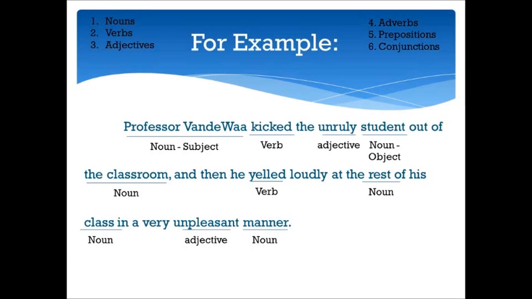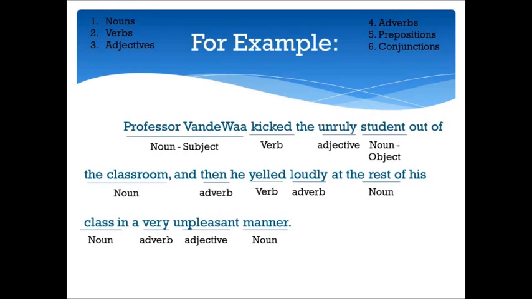Next, we'll find our adverbs. There's a couple of those as well. We have then and loudly. Both tell us more about yelled, so they tell us when he yelled and how he yelled. And then we also have very, which modifies the adjective unpleasant. It's a very unpleasant manner. It's not a very manner, right? That doesn't make much sense. It's a very unpleasant manner. So the adverb there is modifying the adjective unpleasant. And remember, of course, that adverbs modify verbs, adjectives, or other adverbs.